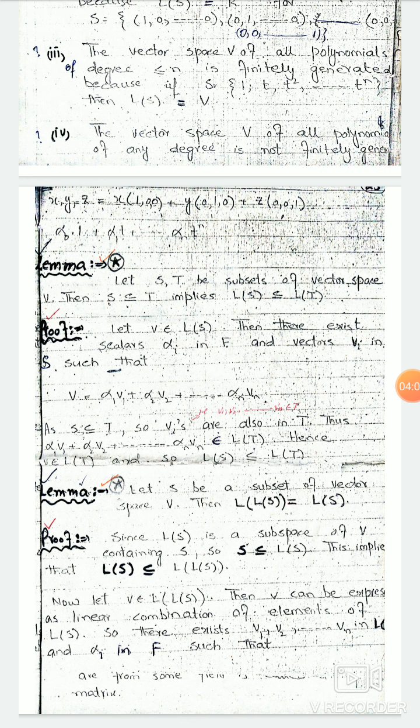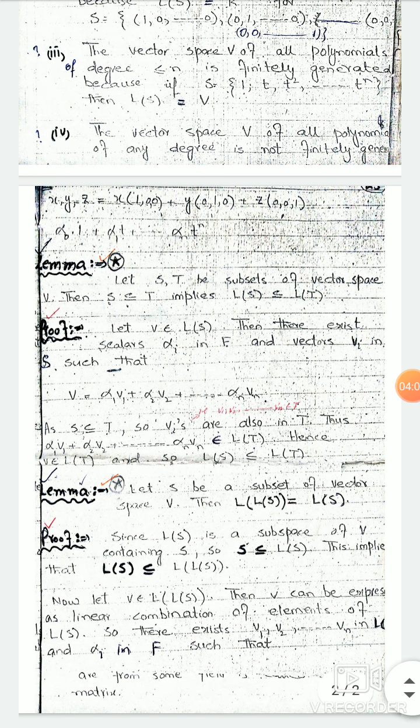As Lt is a subspace, and all the elements which are present in S are also present in T, therefore we can say that v belongs to Lt, and so Ls is a subset of Lt, because v belongs to Ls and v also belongs to Lt. So this implies that Ls is a subset of Lt, which is required.